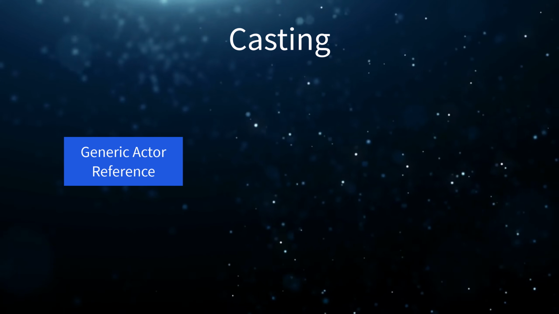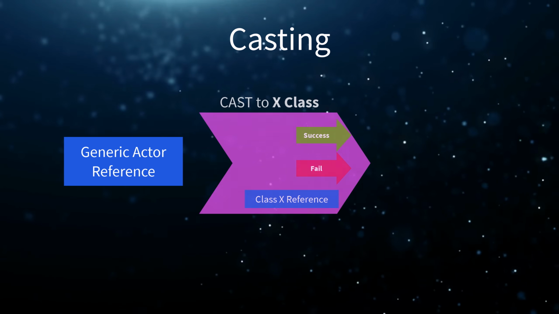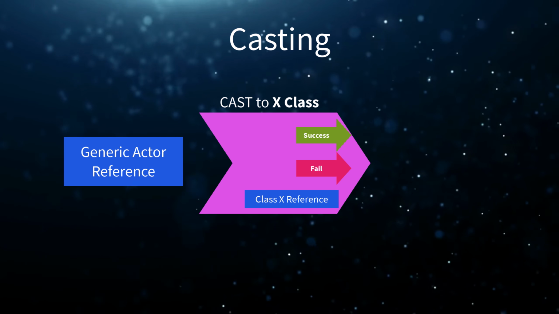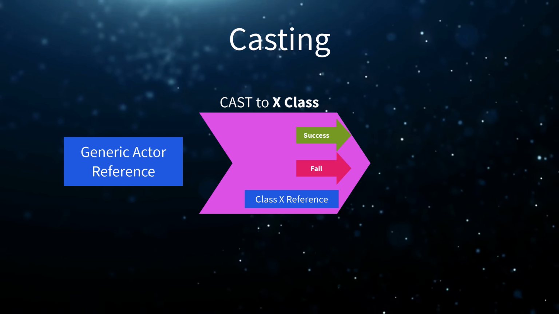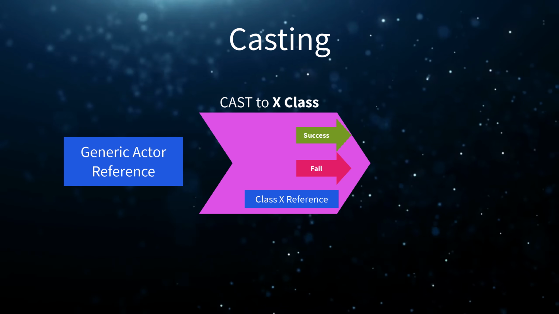Now let's take a moment to learn about casting. Casting is a communication method where you take a reference to an instance of an actor and try to convert it to a different class. If this conversion is successful, then you can use direct communication to access its information and functionality.